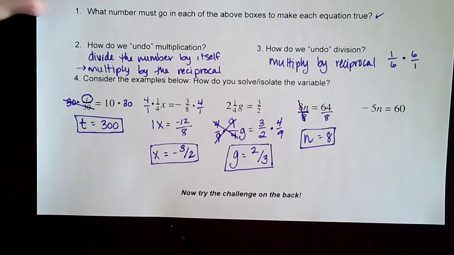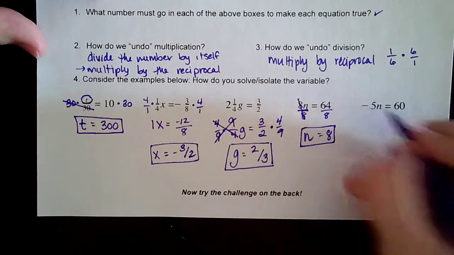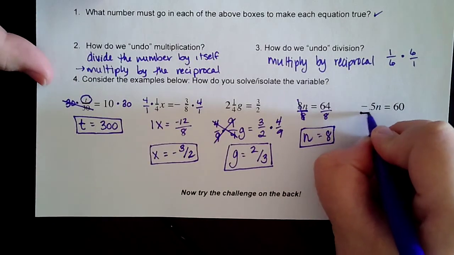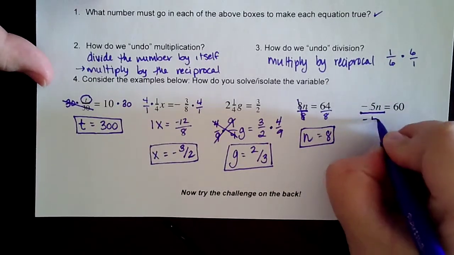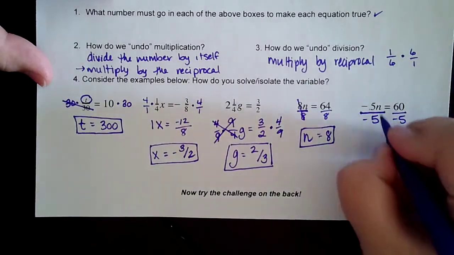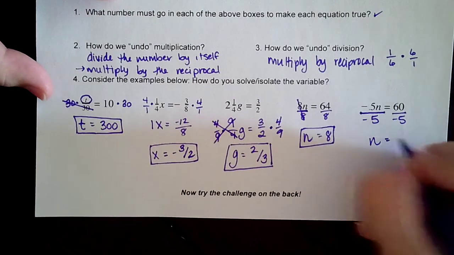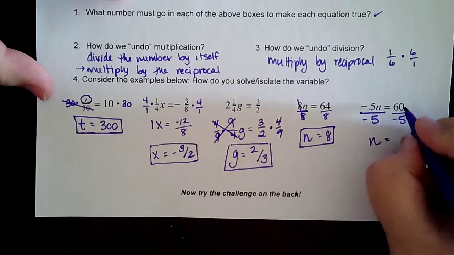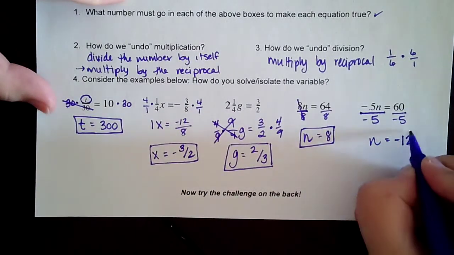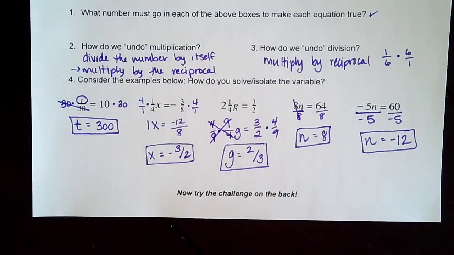All right, last one on this page. Negative 5n equals 60. Because this is currently being multiplied by negative 5, in order to isolate, I need to divide by negative 5. These cancel. I'm left with 1n. On the right side, I need to divide. 60 divided by -5 is -12. It is isolated, so I'm done.